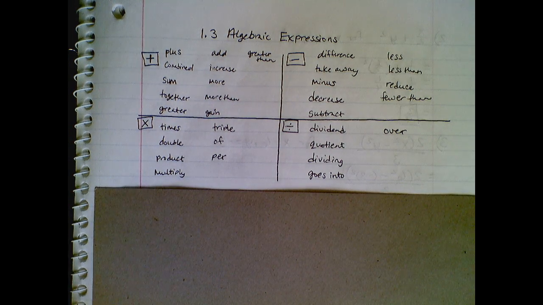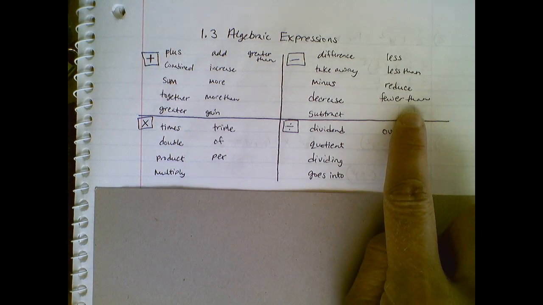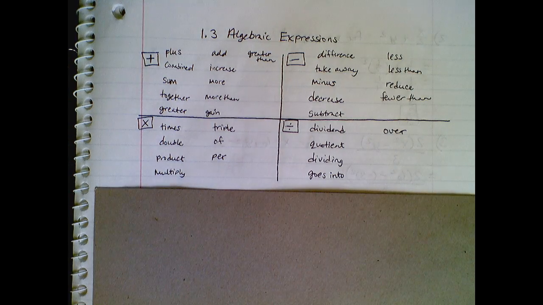You'll notice any of them that have that word "than" attached to it, so over here more than or fewer than, less than, means that you need to switch the order, so maybe make note of that as you're writing these down.